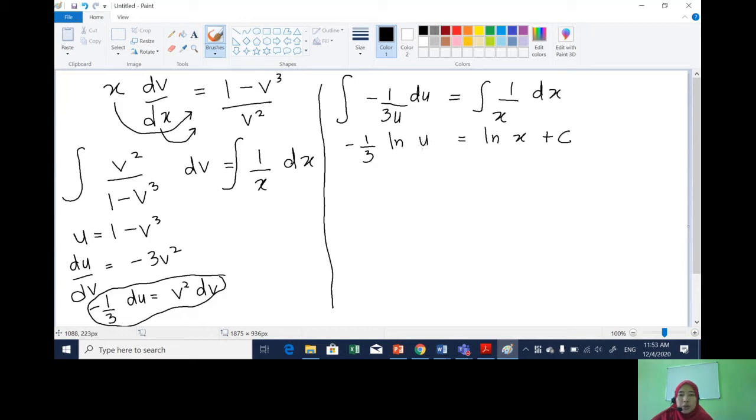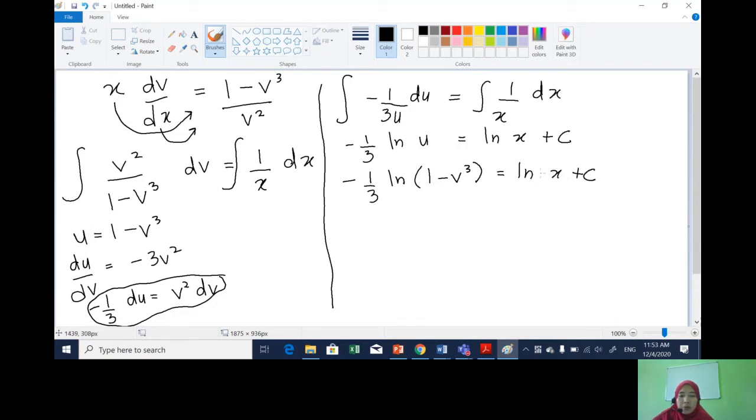Okay, so change u back to be in terms of v. So we have negative 1 over 3 times ln u, which is ln of 1 minus v to the power of 3, equal to ln x.